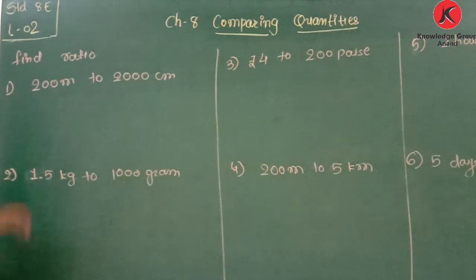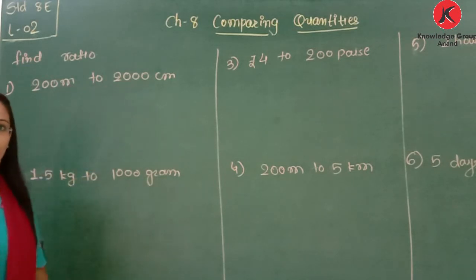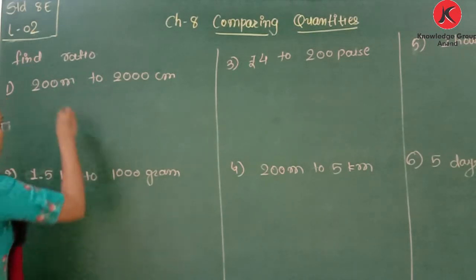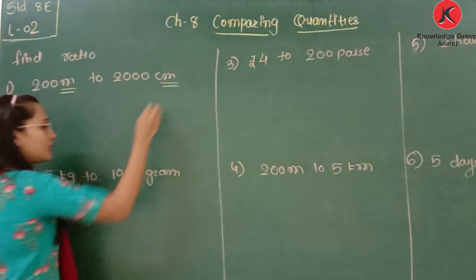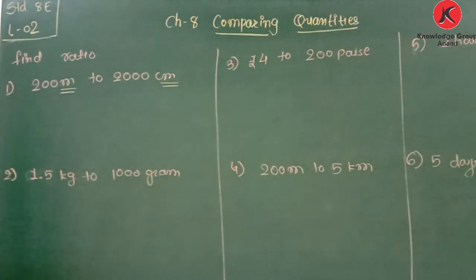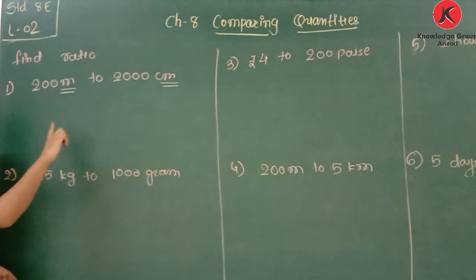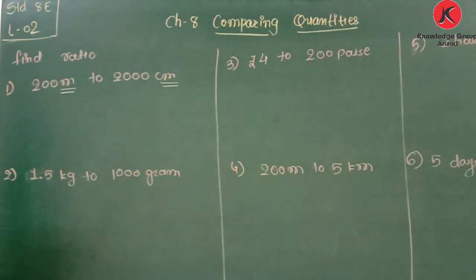So first find the ratio 200 meter to 2000 centimeter. Now first is meter and second is centimeter. So units are different. To find the ratio, first of all we need to convert the units into the same unit. So which unit will we convert? Meter, that is the bigger unit. So we convert meter into centimeter.